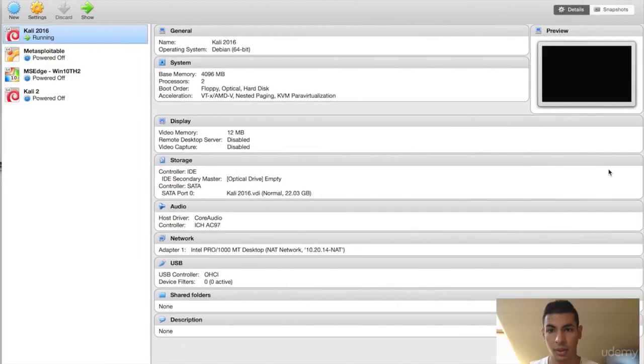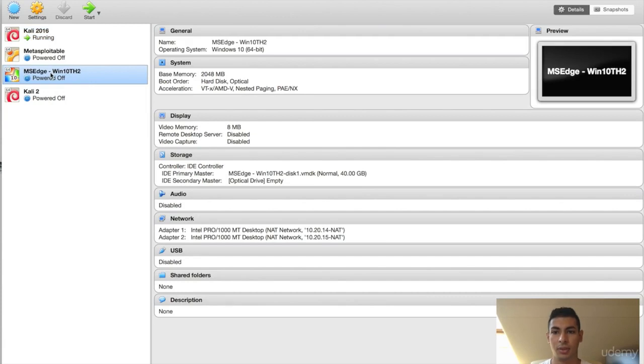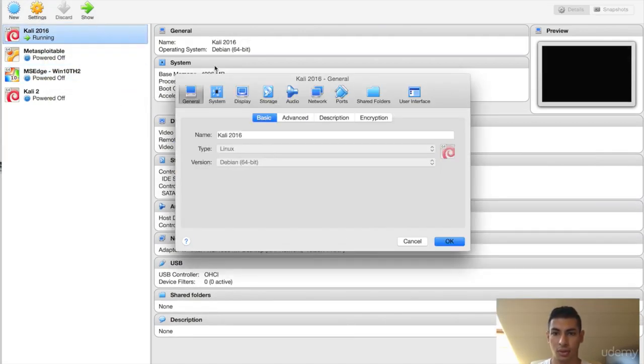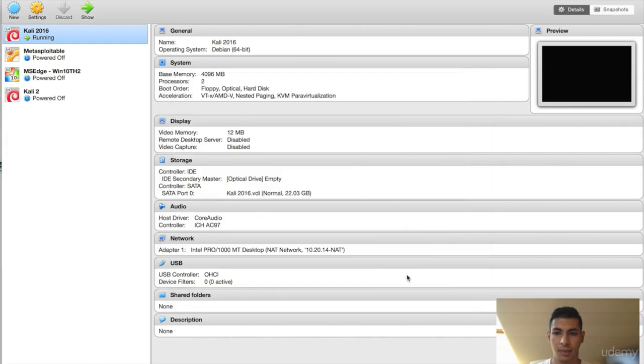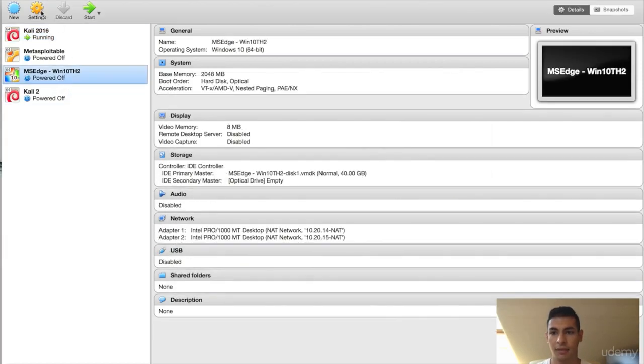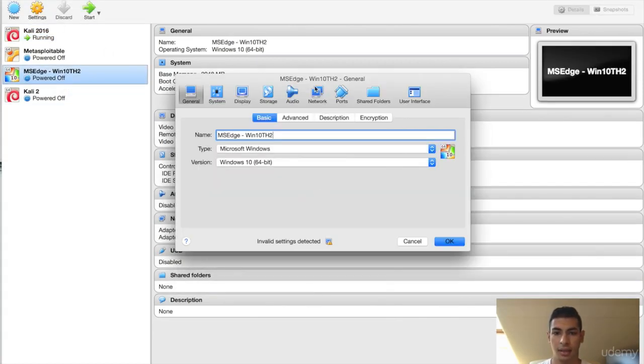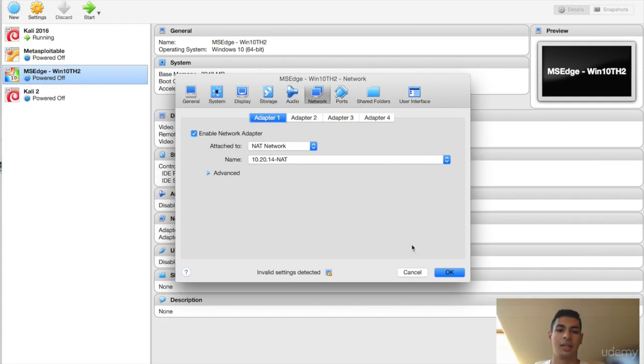So I also want to show you my lab for this. So obviously we're going to be using the Kali machine for the attacking, and the victim or the target is going to be using the Windows machine. So again, I'm just going to go over the networks just to show you that they're both on the same network. They're both using the NAT, the 10.20.14 NAT. And if we go here, we have a NAT network as well, and it should be the 10.20.14 as well.